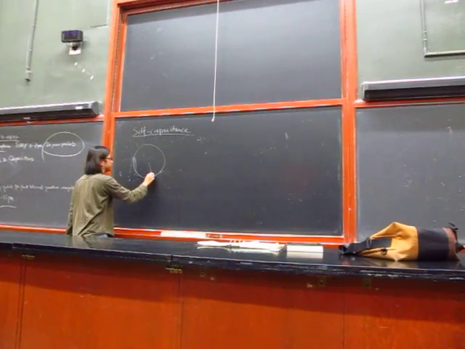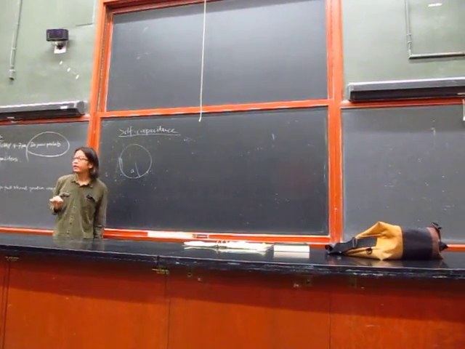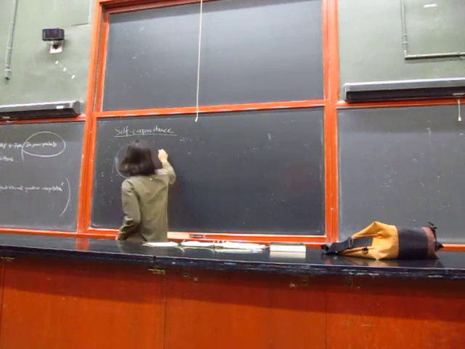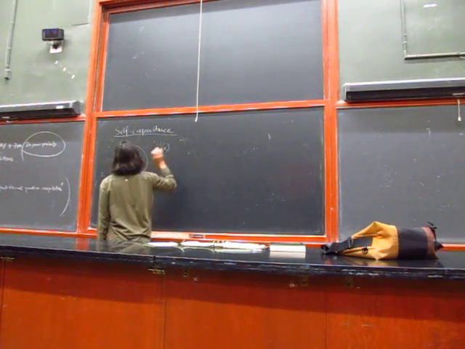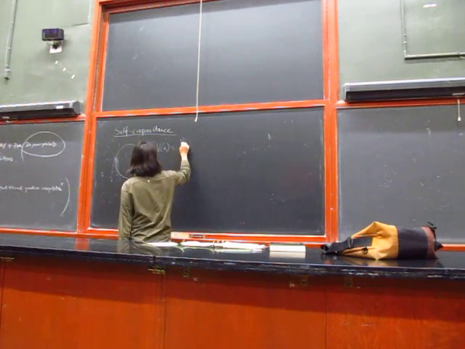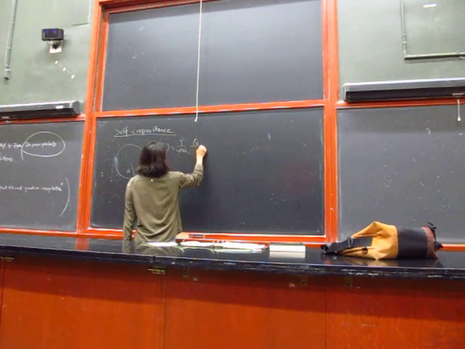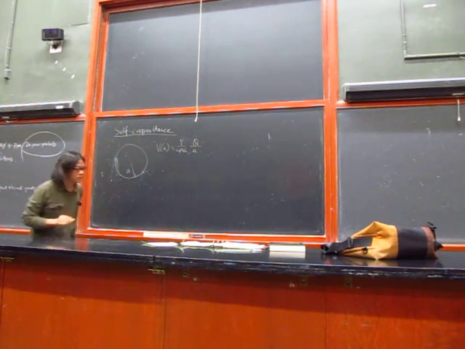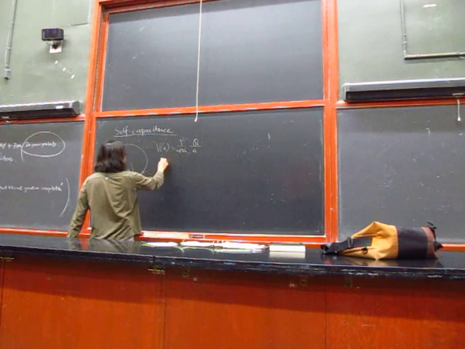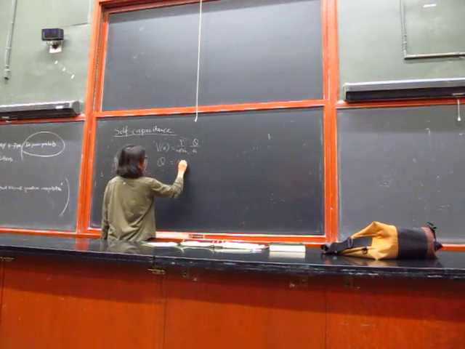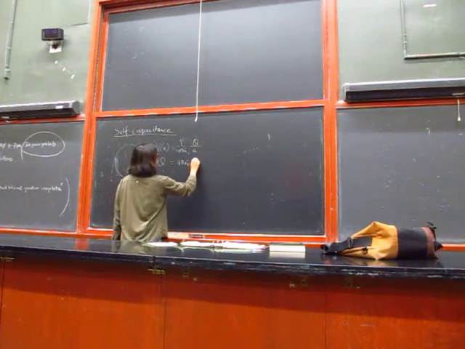The charge held by the sphere is Q, with radius A. And we know that if the potential at infinity is 0, the potential at A is given by 1 over 4 pi epsilon naught Q over A, right? So I can rewrite this equation as Q equals 4 pi epsilon naught A times V.